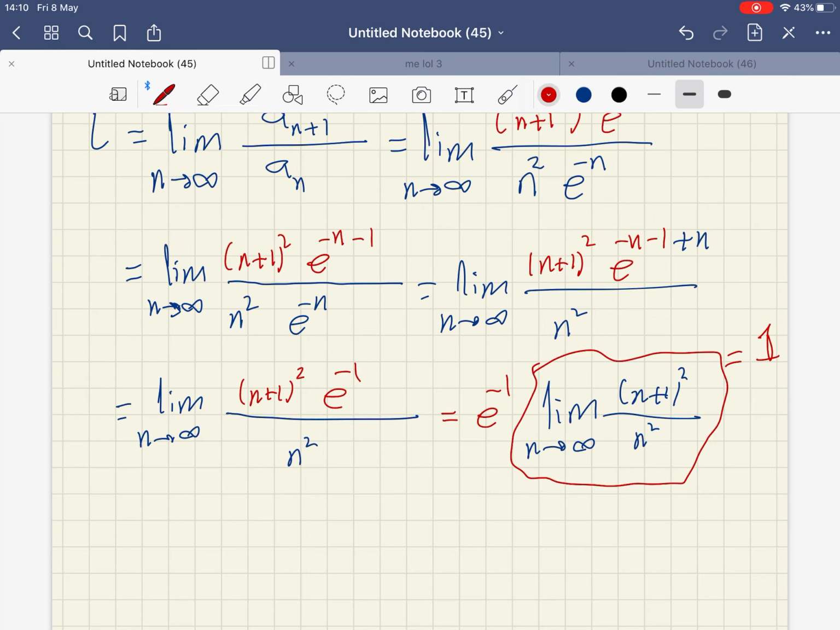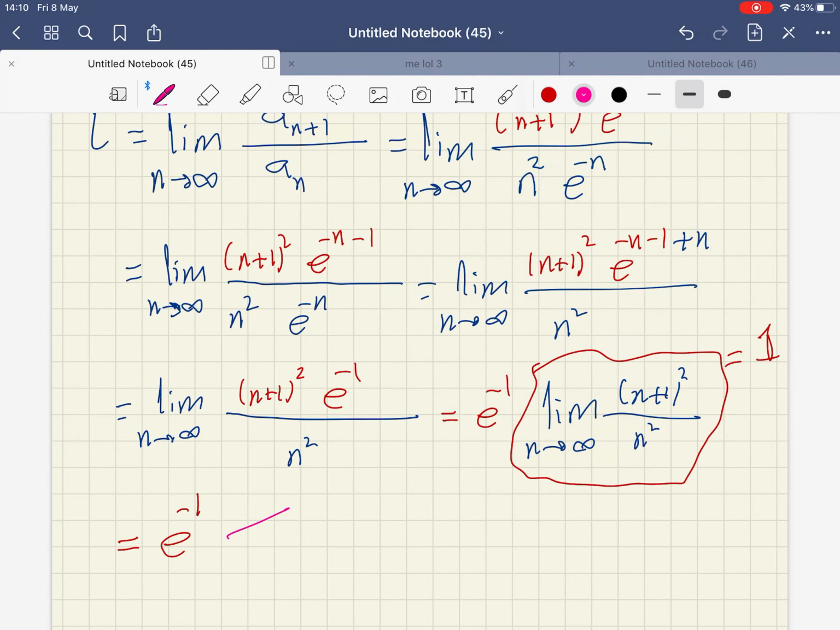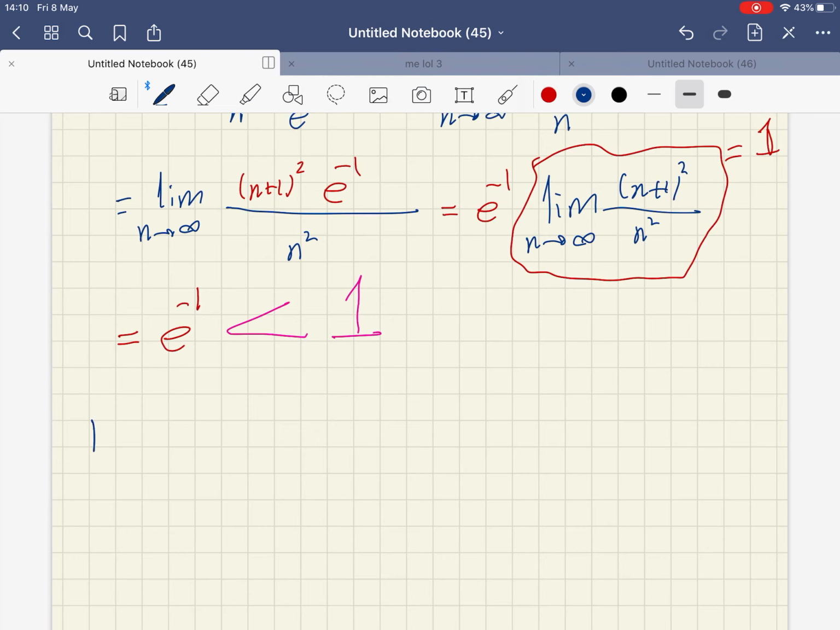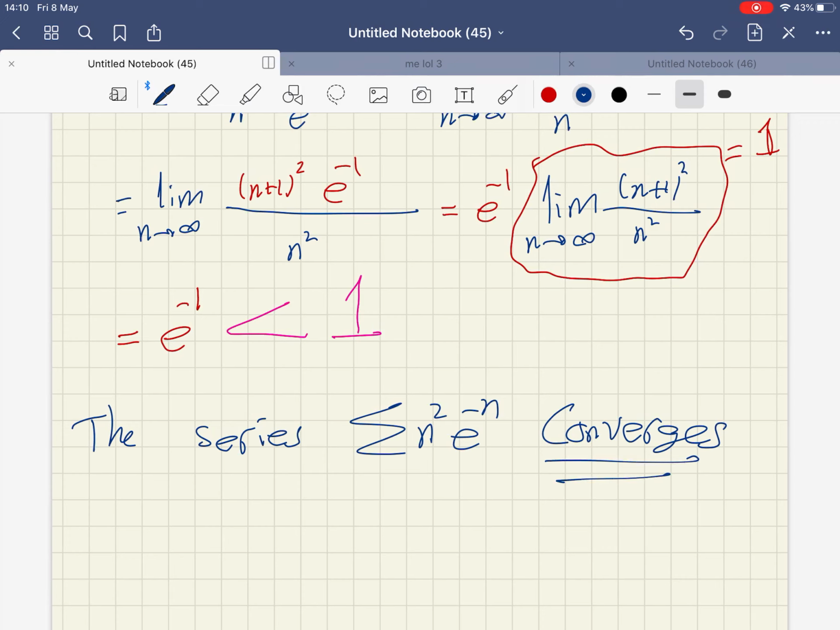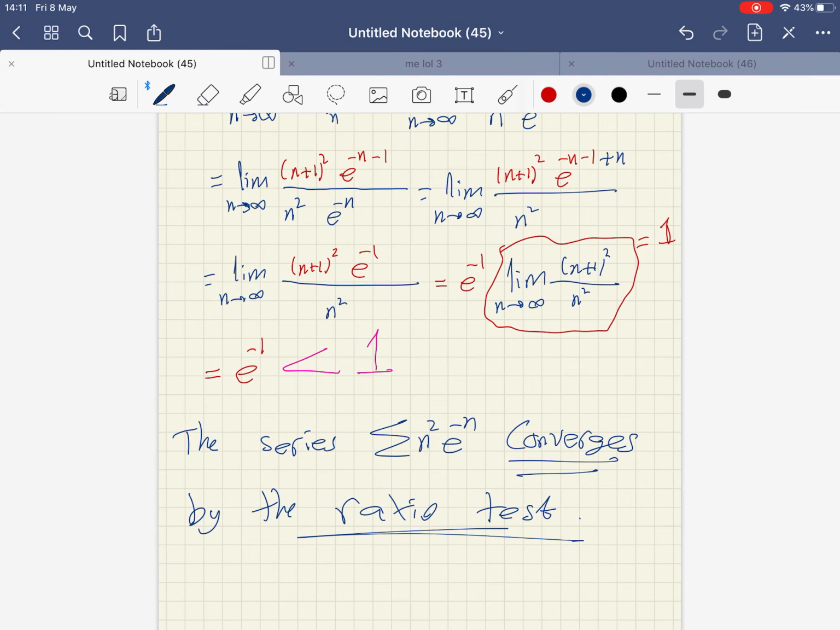So the final answer will be e^(-1), which we need to compare with 1. Is it greater than 1 or smaller than 1? This is less than 1. Now for the ratio test, if the limit is less than 1, we say the series converges. By which test? By the ratio test. Okay, that's what we want to do.